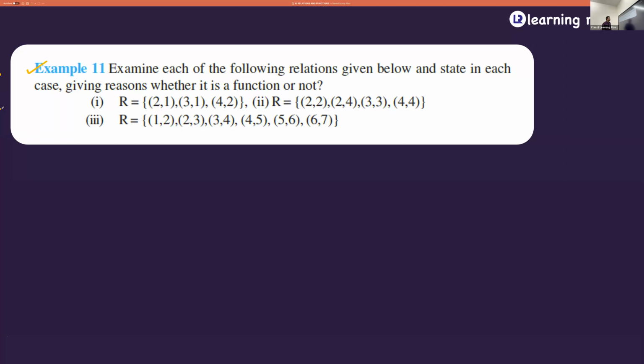So observe this. 2 1, 3 1, 4 2. Then 2 2, 2 4. Not a function. Then 1 2, 2 3, 3 4, 4 5, 5 6, 6 7. Yes, it's a function.